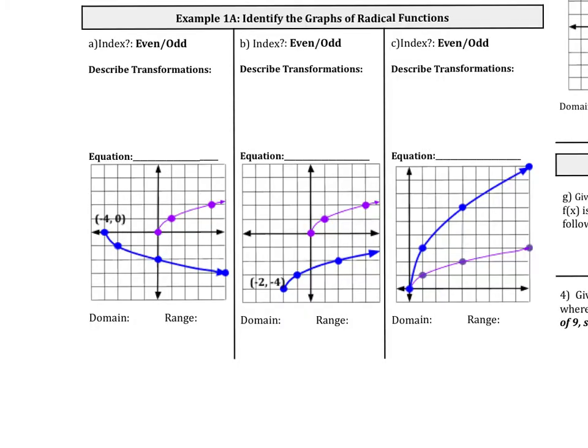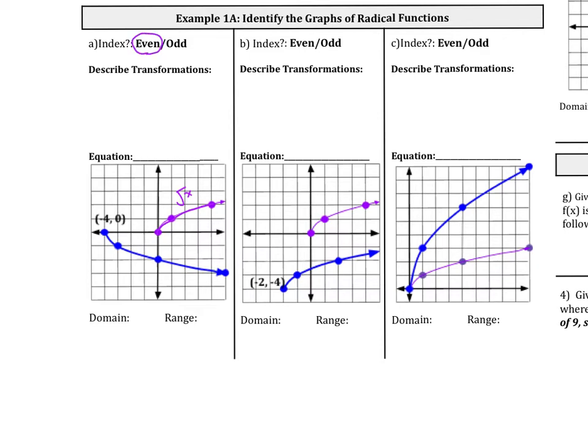Next, we are going to discuss example number 1a, where we are going to identify the graphs of these radical functions and answer these questions. First thing we're going to figure out is whether it's an even function or an odd function. So this is a square root function, so that's going to be even.